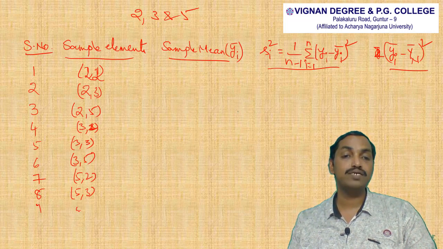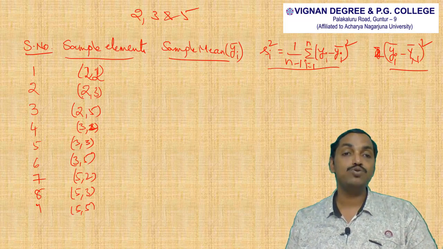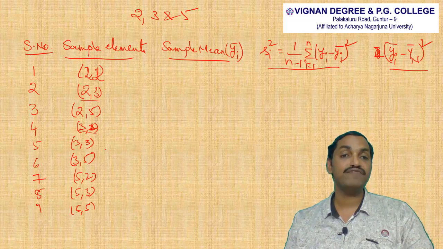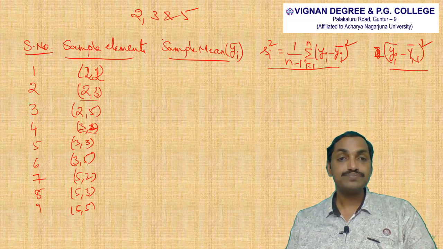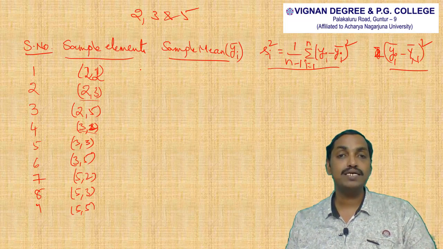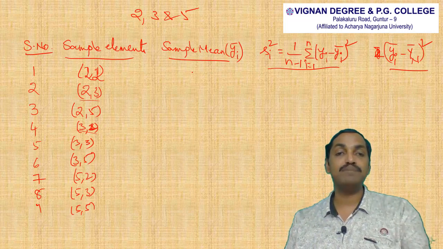Ninth sample is 5, 5. In simple random sampling with replacement, 2, 3 is not equal to 3, 2. Both are different. So, these are all the possible samples of size 2 with replacement.